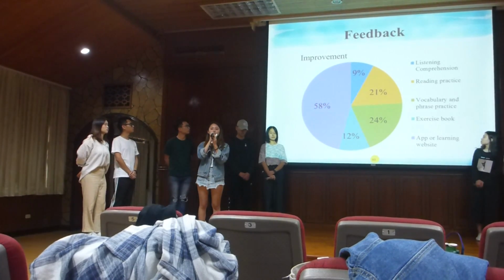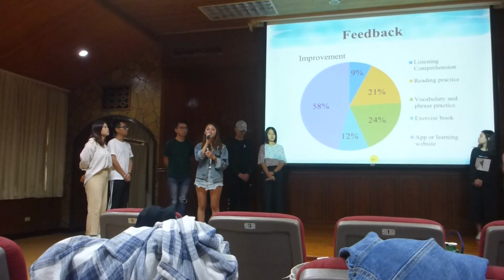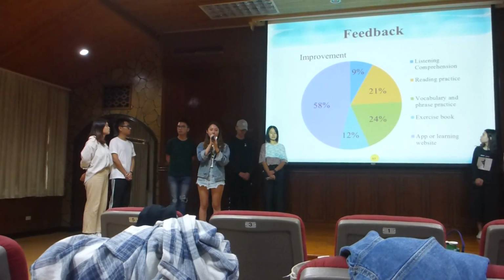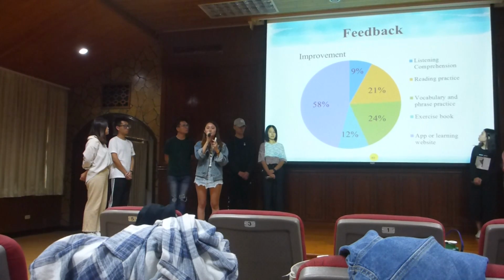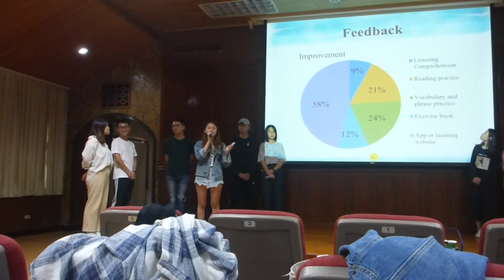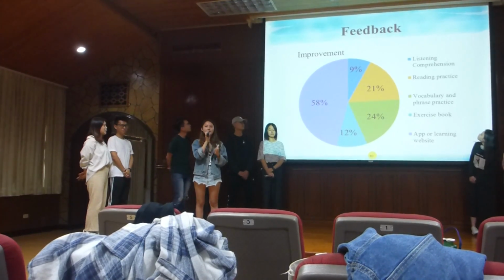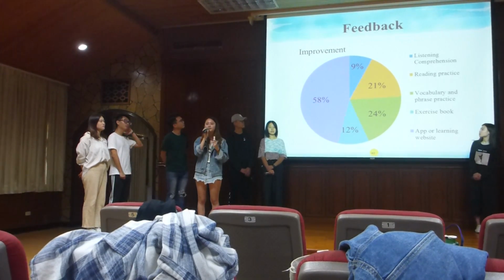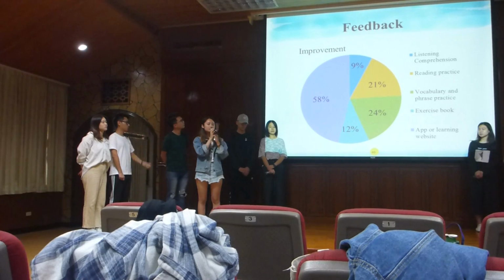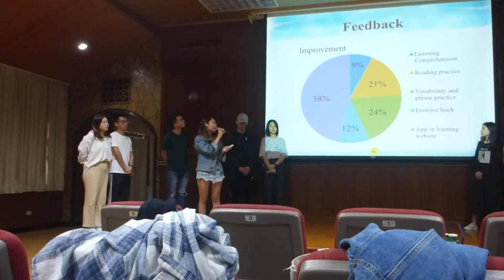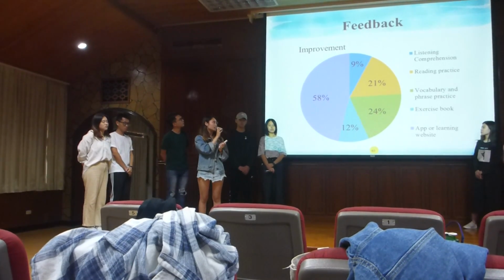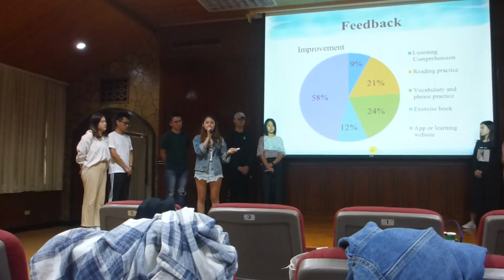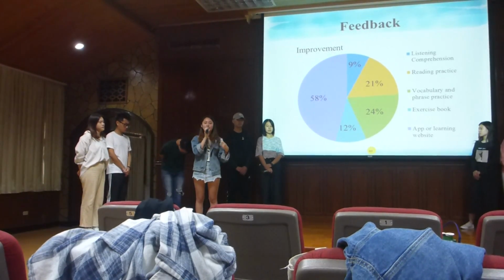And also, students gave some improvement suggestions. Most of the students think we can create an app or a learning website. Instead of the learning website, we have the QR code on the textbook, and students can scan the QR code by themselves for self-learning. And also, we have made some changes. We have added listening comprehension, vocabulary, and phrase practice in the textbook for them to check by themselves.